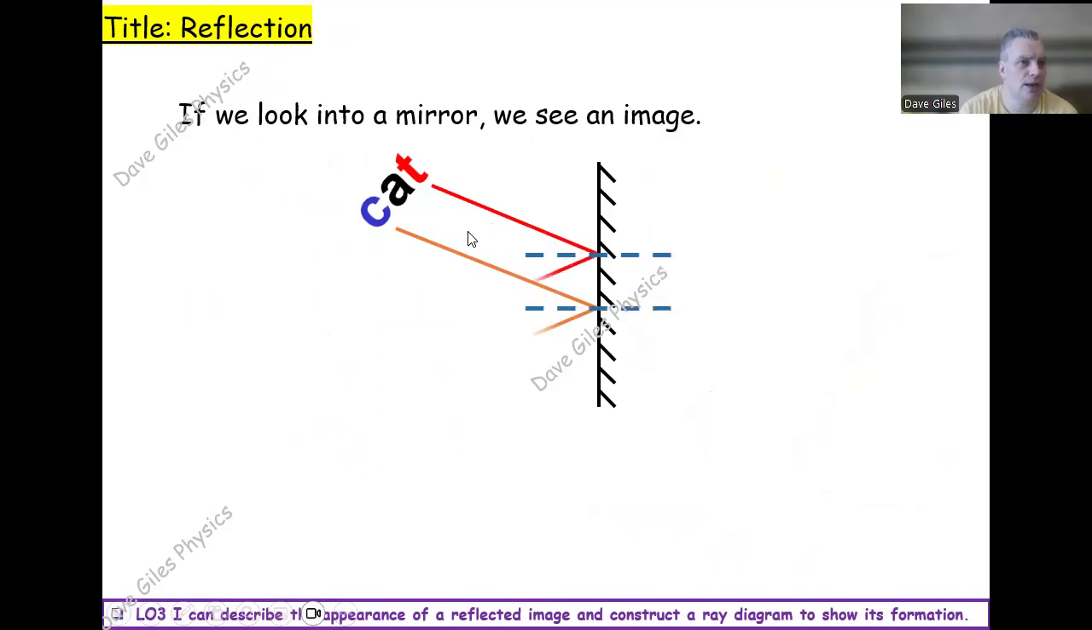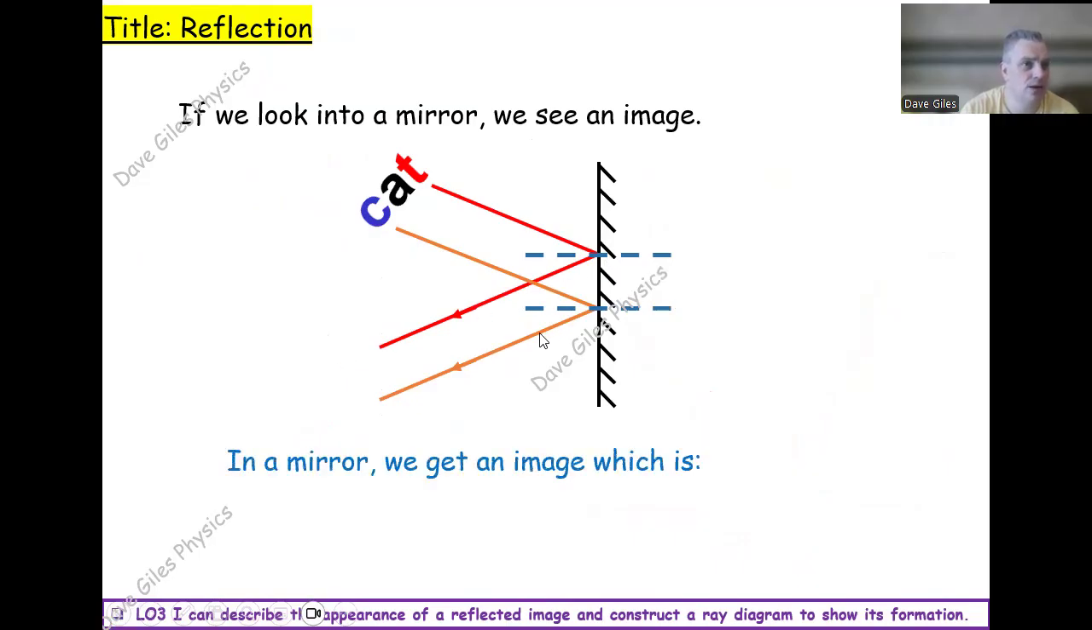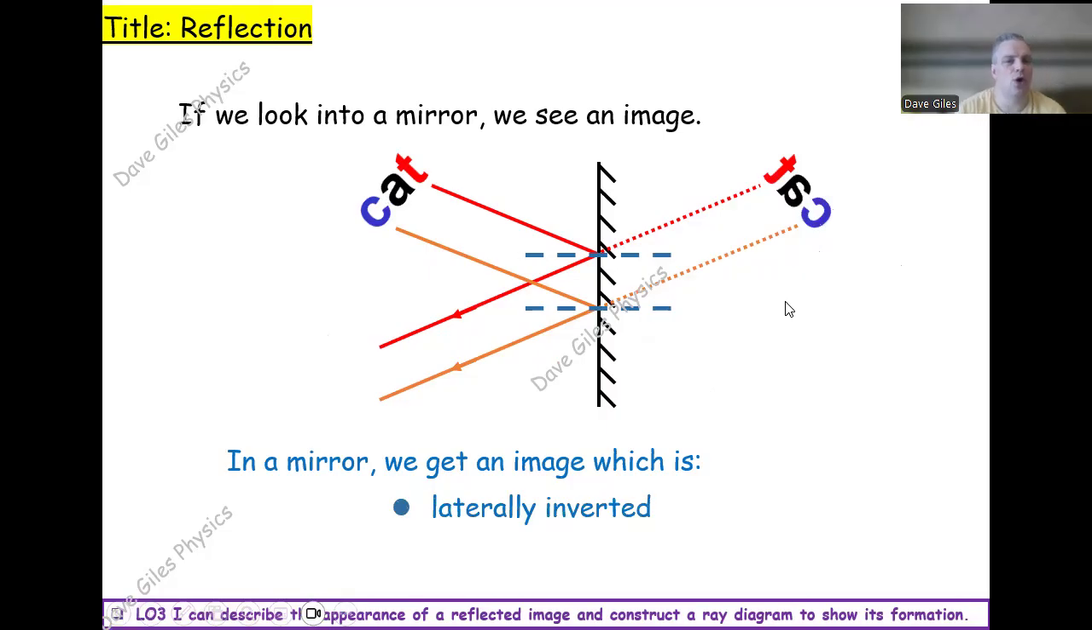So if we look in a mirror, we see an image like this. So this is the word cat. This here is a reflected ray. And in an image, we extrapolate back. So we go back here, we get a T. We go back from this angle. So we take the same line going back, same length as it is here. We get a C and we get an image that looks like that. So the image is what we call laterally inverted. Same size as the object, and it's virtual. Now, virtual just means that it can't be projected onto a screen.